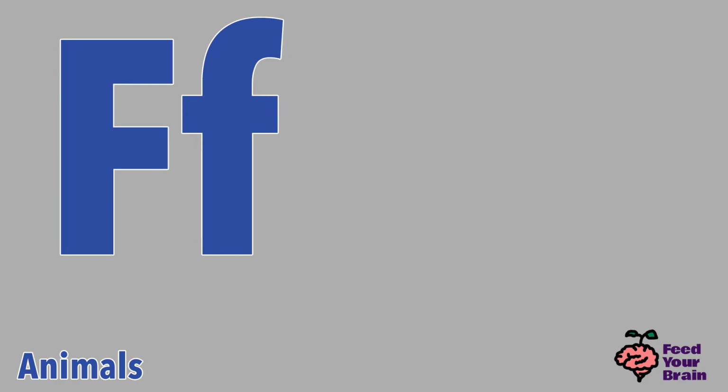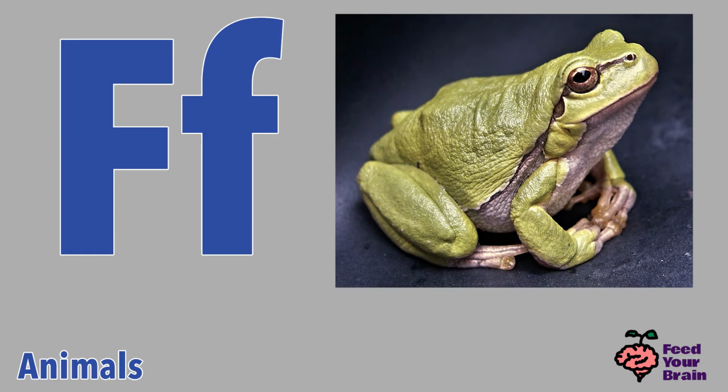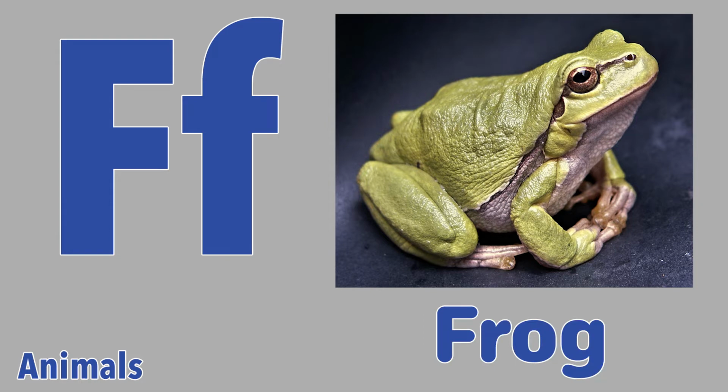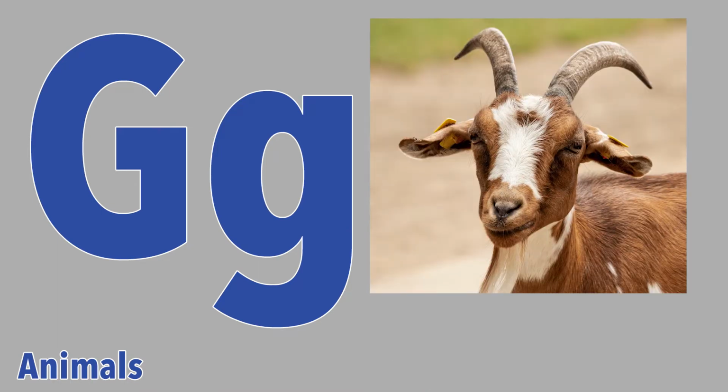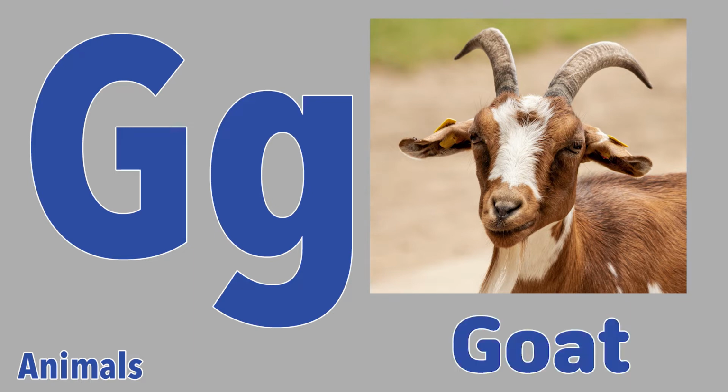This is the letter F. What animal is this that begins with the letter F? Yes, that's right, this is a frog. F is for frog. What letter is this? This is the letter G. This larger letter is the capital G, and this smaller letter is the lowercase g. What is this animal that begins with the letter G? This is a goat. Yes, that's right. You are so smart. Goat begins with the letter G.